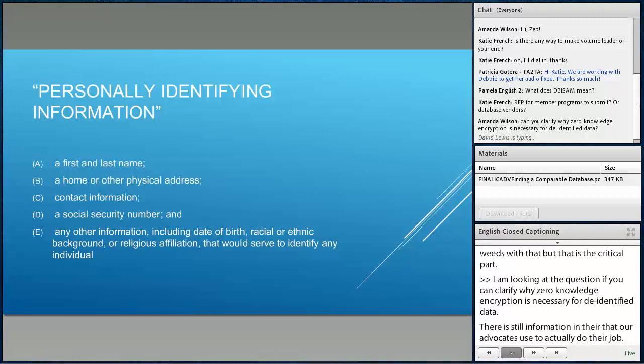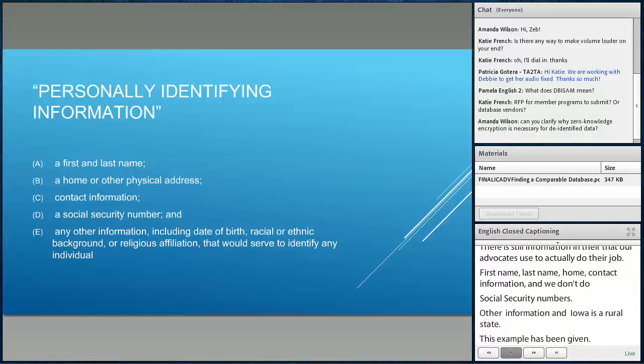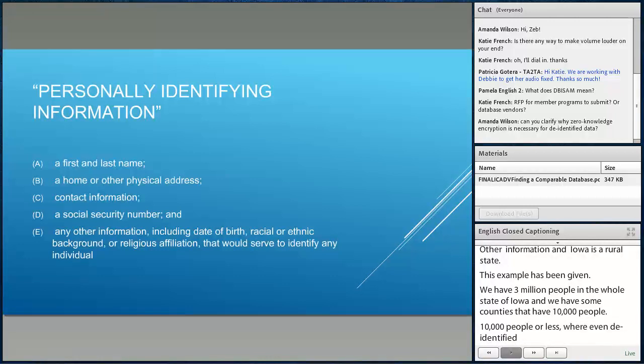Other information. Iowa's a rural state, and this example has been given. We've got 3 million people in the whole state of Iowa. We have some counties that have about 10,000 people or less. Even with de-identified information, if I put a race to somebody, for example, and a county, and say they're in a certain county, I can still find them. Okay? Bigger states might have an easier job with that.